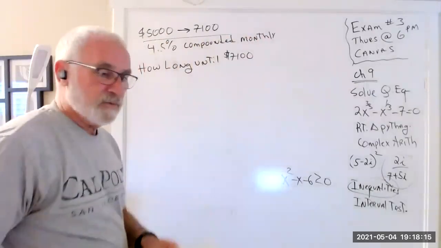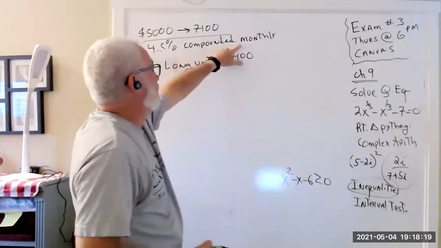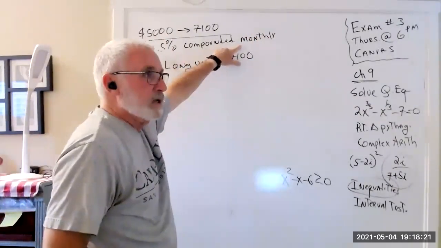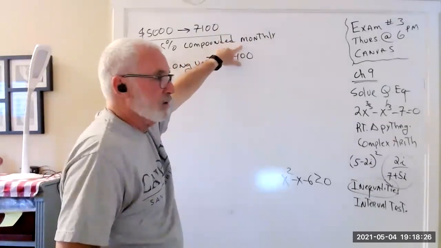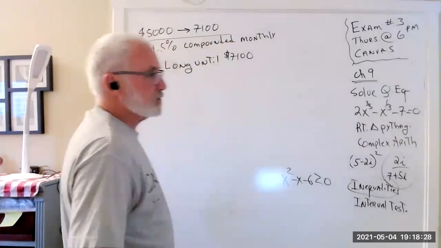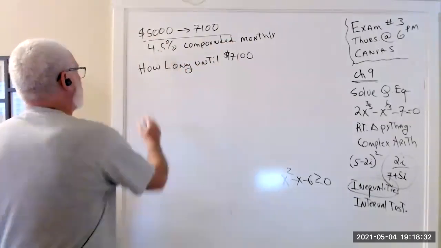Okay, and for every person, you got a slightly different one. Vince apparently got compounded weekly. The one when I happened to look at it said compounded monthly. The concept is the same. It doesn't matter. So, and I gave you this formula.